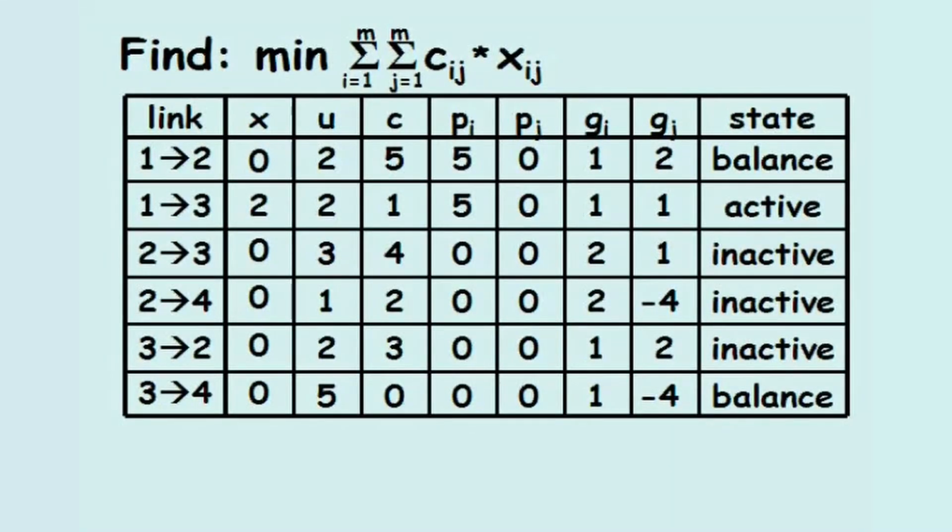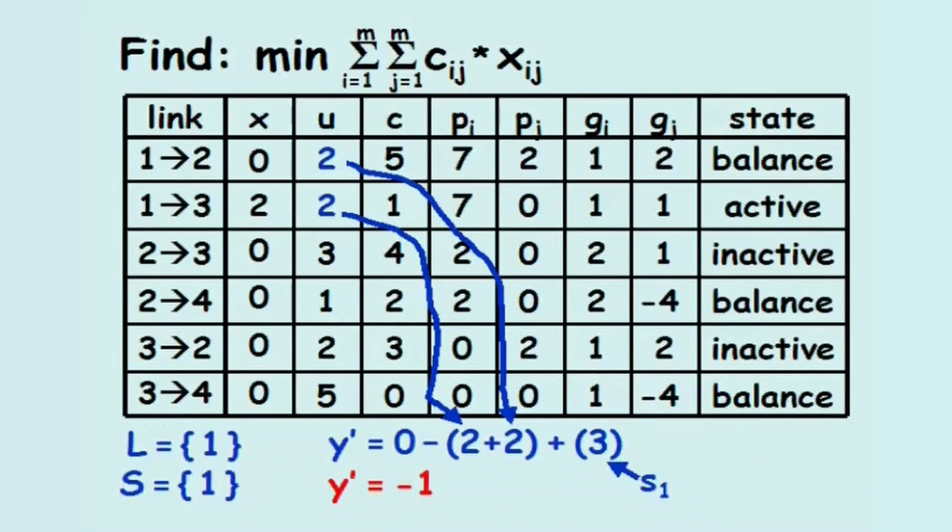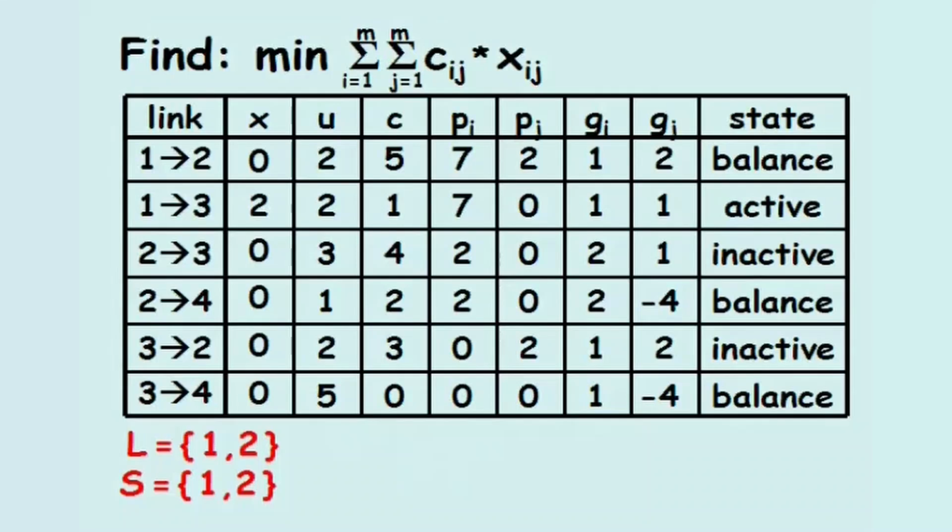Updating the table of data, the revised values are shown in red, and link 2, 4 has become balanced. Since node 1 has a positive surplus, we'll initialize the label set to include node 1. The direction vector set also includes node 1, and y prime equals -1. Since link 1, 2 is still balanced, node 2 is again added to sets L and S. Flow augmentation is again not possible since the surplus in both of these nodes is positive.